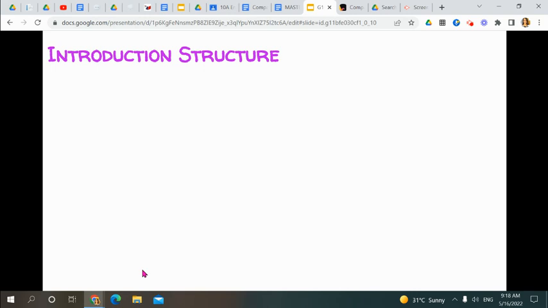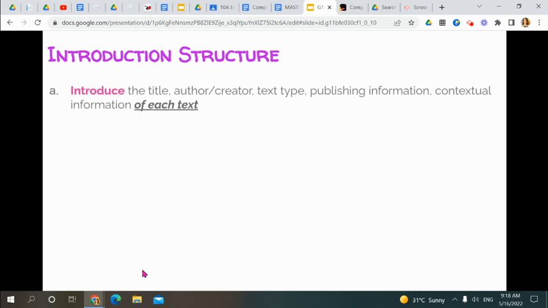Let's have a look at a more detailed intro structure. If I broke that down even further, these are the things that you need to tick off. Use this as your checklist, your own success criteria. First thing I'm doing is introducing the title and the author. Don't forget that if you've chosen to do the poem, you need to call the writer a poet.